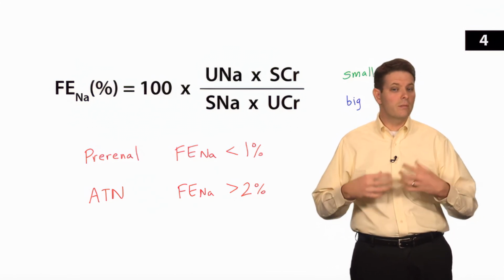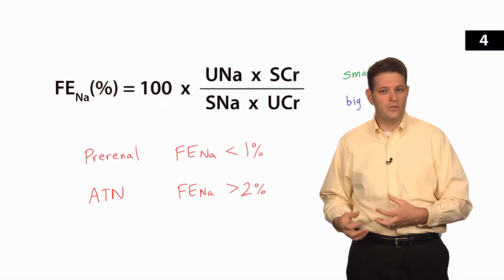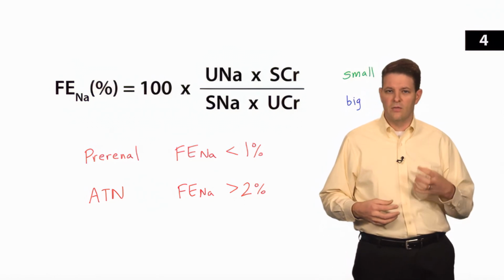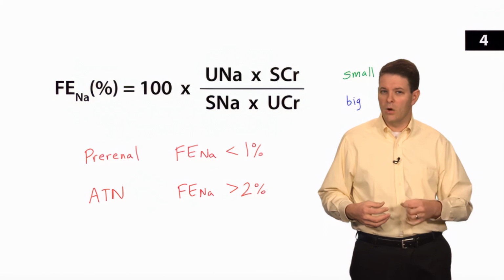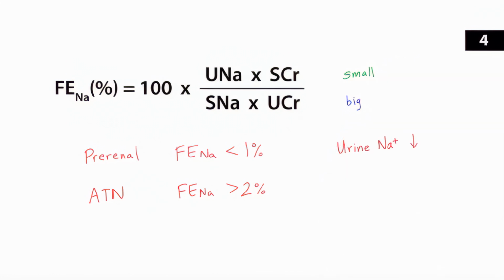So if the kidney is reabsorbing sodium, taking it out of the filtrate and putting it back into circulation, the fractional excretion of sodium will be low, and urinary sodium is low. So pre-renal kidney disease leads to a low FENA. But if there's intrinsic renal disease, that diseased kidney can't reabsorb sodium normally. So more sodium ends up in the urine, and fractional excretion of sodium is high. That's how I think about it.